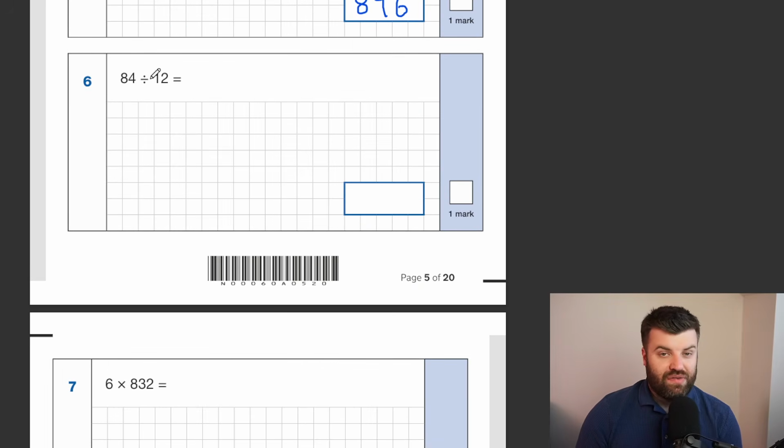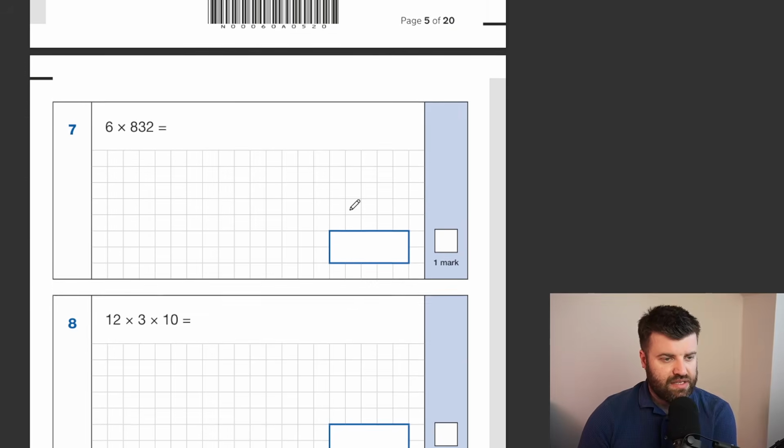84 divided by 12. This is a times table question. How many lots of 12 go into 84? If you know your times tables, you'll be saying 7 straight away. Something you need to learn.